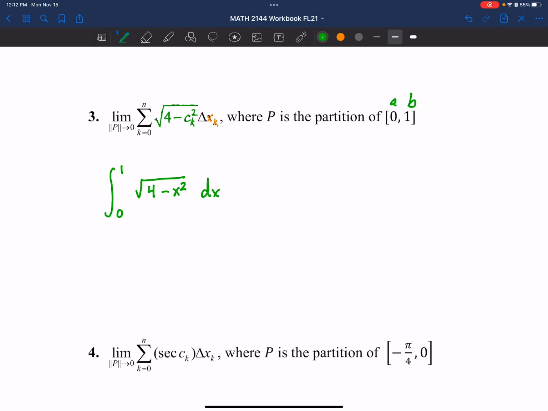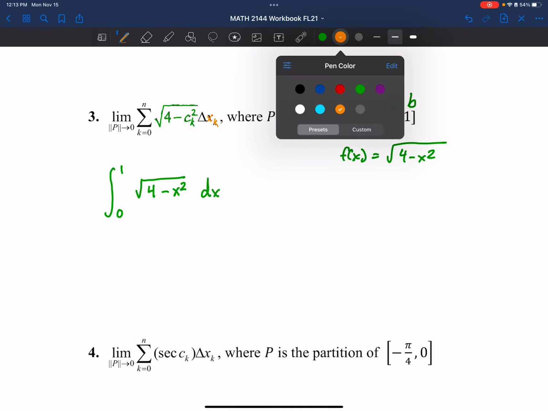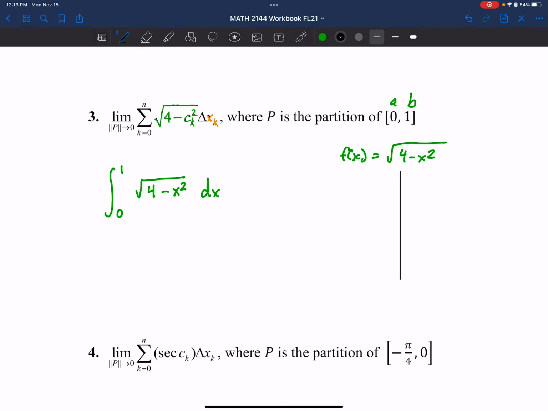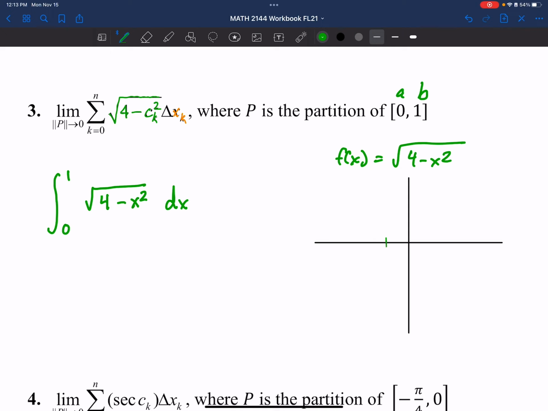So maybe just so, the function we're looking at here is the square root of 4 minus x squared. Does anyone think they know the shape of that graph? Does anyone recall? Does anyone have a semi-idea? Linear? It's not linear. It's a semicircle. Very good, Grace. So this right here is a semicircle of radius 2. So let me go ahead and draw a semicircle up here. So there is the graph of that function.